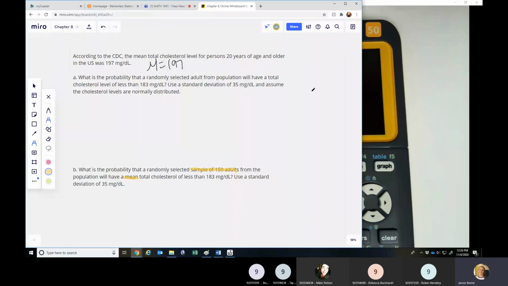Whenever you see this part here where it's talking about a sample, it mentions the word mean when they're asking about the probability. That's going to tell you, okay, I've got to use those special formulas for the mean and the standard deviation of a sampling distribution of sample means. This one up here, you do not have to use that formula. You would just do a normal CDF like we did back in chapter 6.